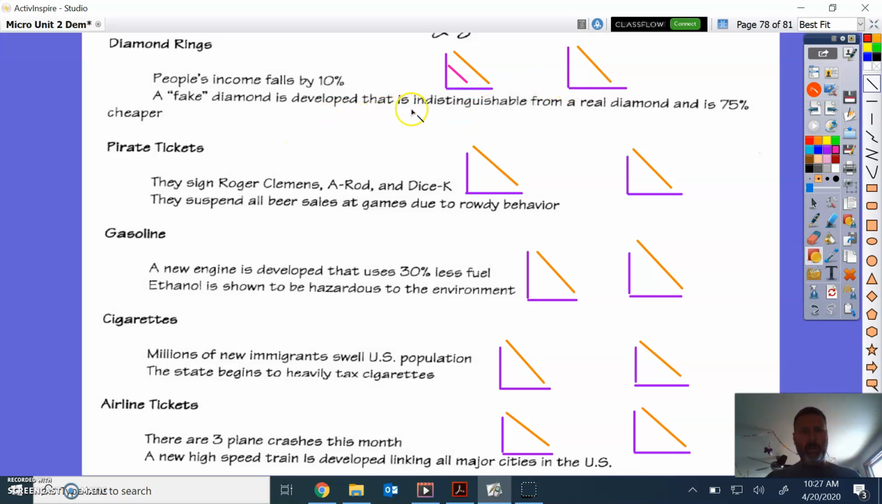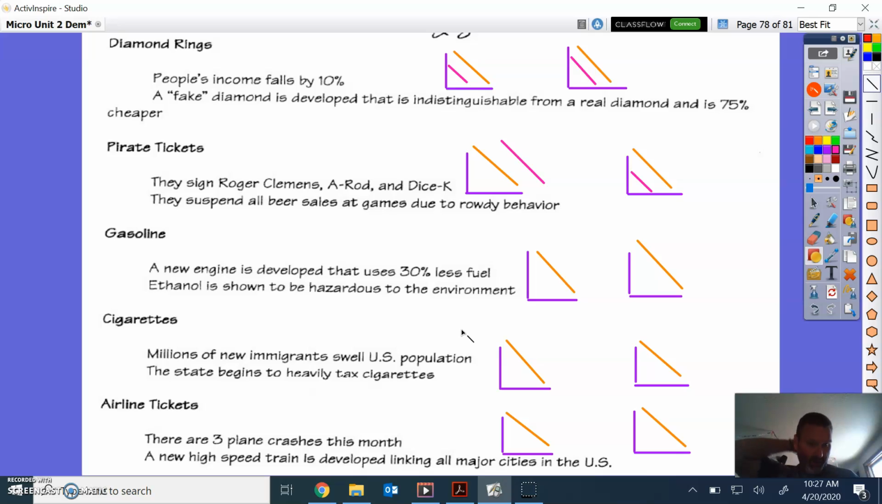A fake diamond is developed that is indistinguishable from a real diamond and is 75% cheaper. Guess what? We're buying the fake diamond. We're not buying the real thing. Sorry, honey. Pirate tickets: they sign a bunch of great baseball players. Whoop, moves out. Because God knows they won't otherwise, because they stink. They suspend all beer. Oh, we're not going to the games then. Whoop, in.